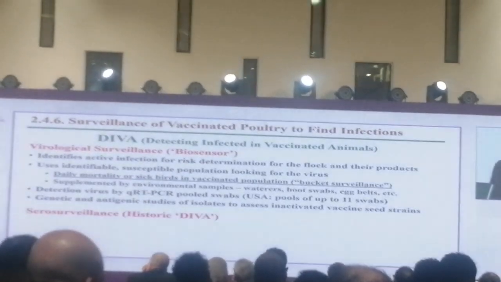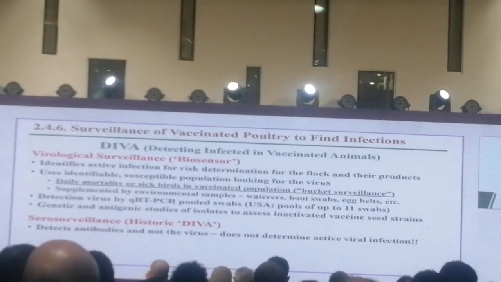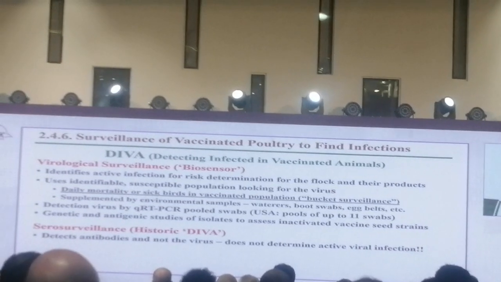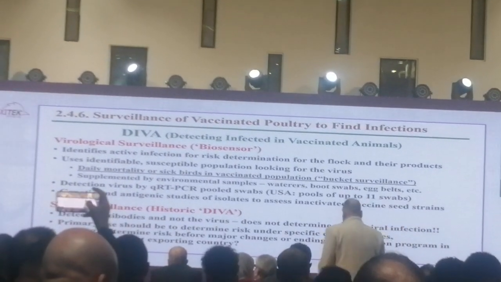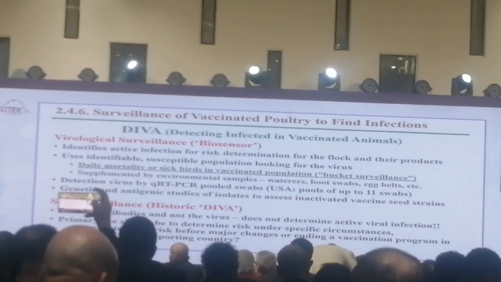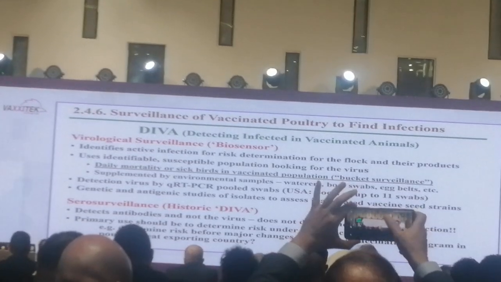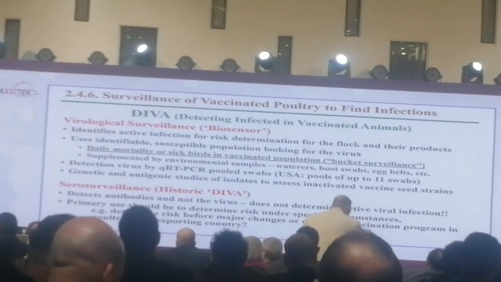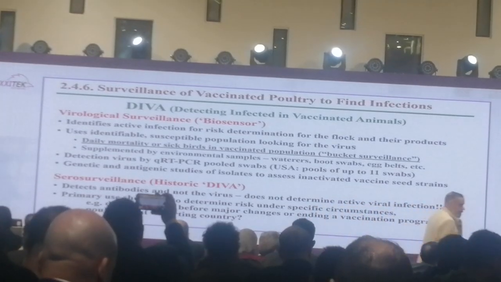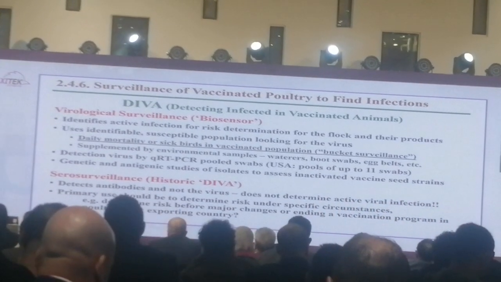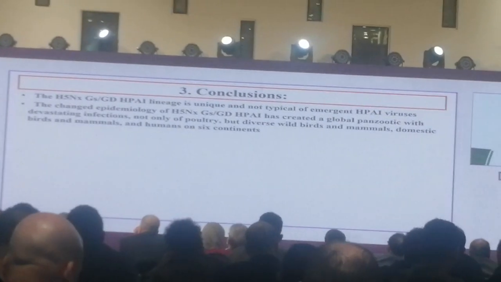And of course there's the serial surveillance, and this is sometimes just called DIVA. This detects antibodies not the virus, so it really doesn't assess active viral infection. It really just looks as a window of did you have any infections in the past. And in this case, that data is not as helpful in determining risk as it's data to help you make decisions in the process of should you change the vaccination program, should you update vaccines, or should you change the population or geographic area. So those are just part of the decision process in vaccine stewardship.